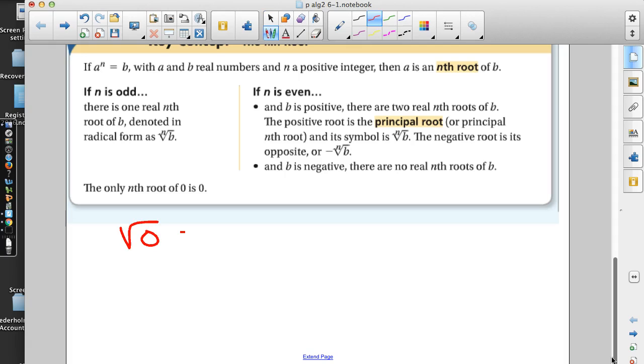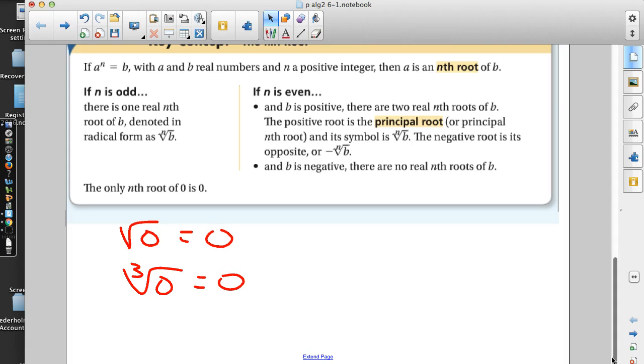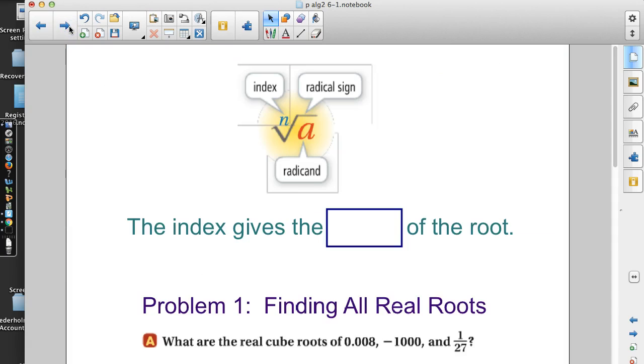Really? The square root of 0 is 0? Yep. Cubed root of 0 is 0? Yep. Because you have to have the same number in the slots every single time. So that's what happens. So now what?